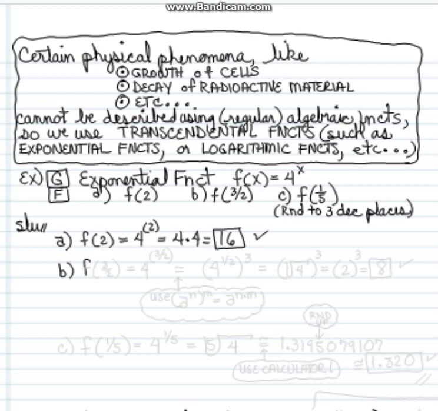Part B, f of 3/2. Just plug that in for x, 4 to the 3/2 power. Okay, now I'm going to have to figure out what 4 to the 3/2 power is, and I'm going to decompose this rational exponent and then use the rules of exponents to turn it into a radical. I'm going to write this as 4 raised to the 1 over the denominator, and then out of the parentheses raised to the third power.